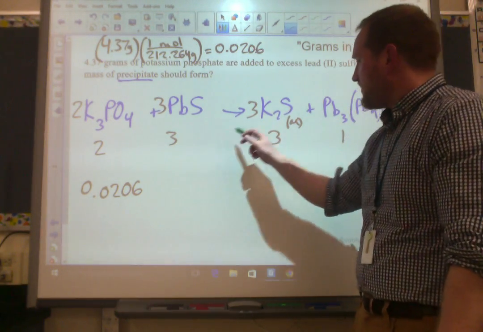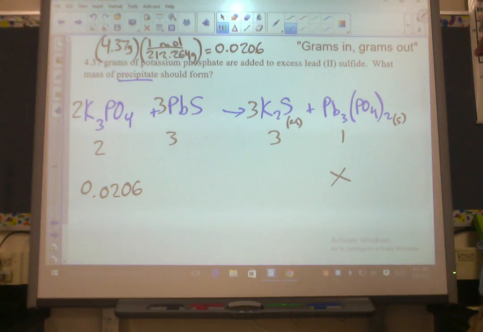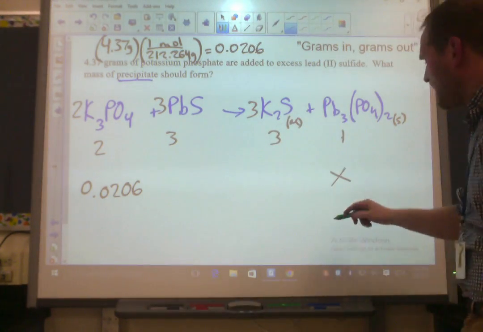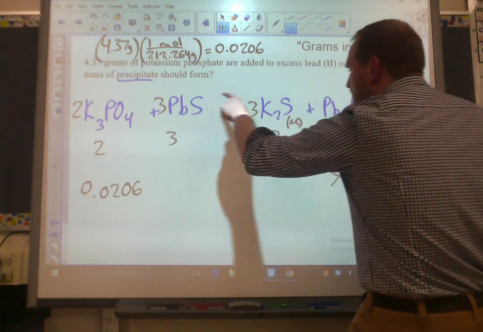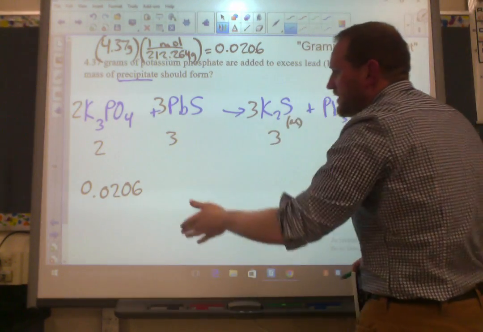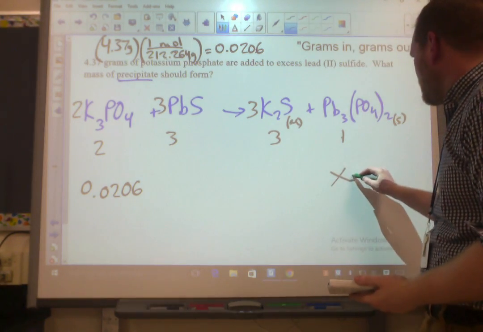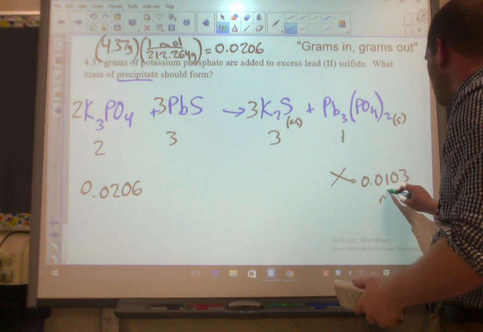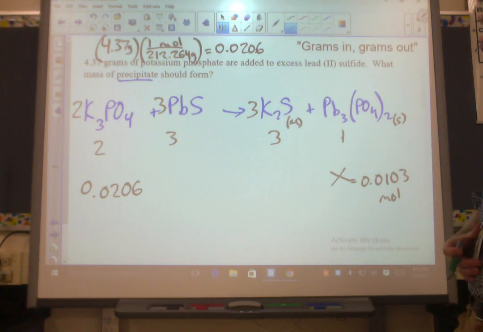I don't care about this. I don't care about this. I only care about my solid precipitate. So here's my X. So again, you can work this out by saying 2 over this equals 1 over x and cross multiply. But I'd say do this quicker by looking at the mole ratio. It's a 2 to 1 mole ratio. So for every 2 that go in, you get 1 out. So you're going to take this number and divide it by 2, and that should give you your answer. And we can do that in our heads. So x is going to equal half of that, so 0.0103 moles. And again, that's moles, not grams, of lead-2 phosphate.